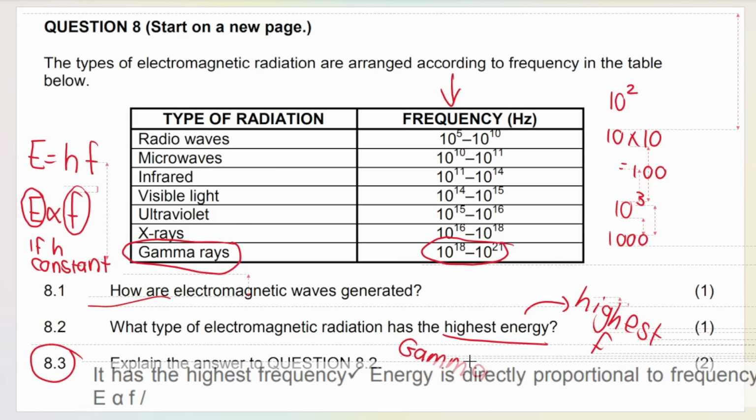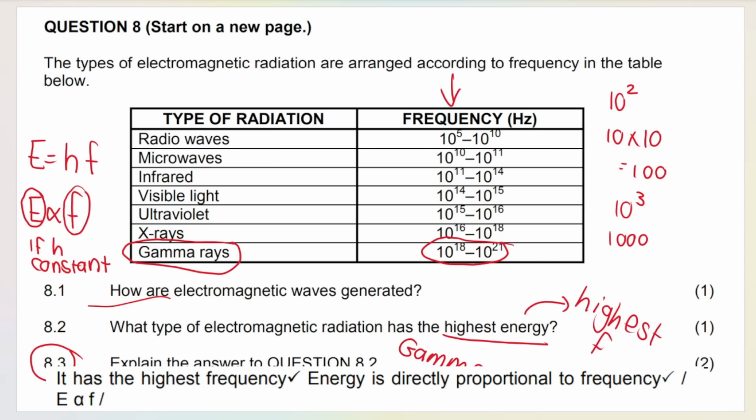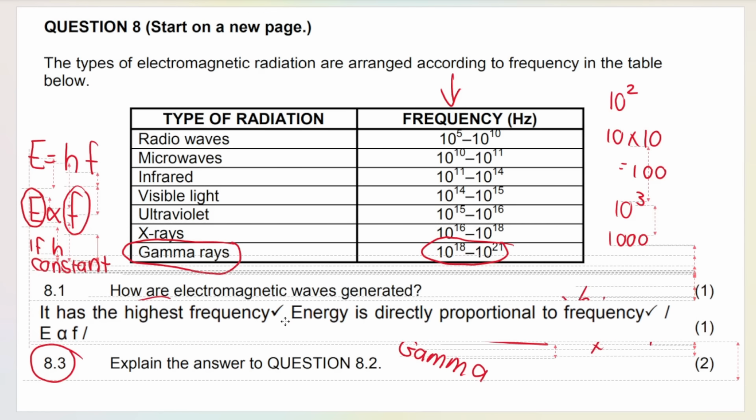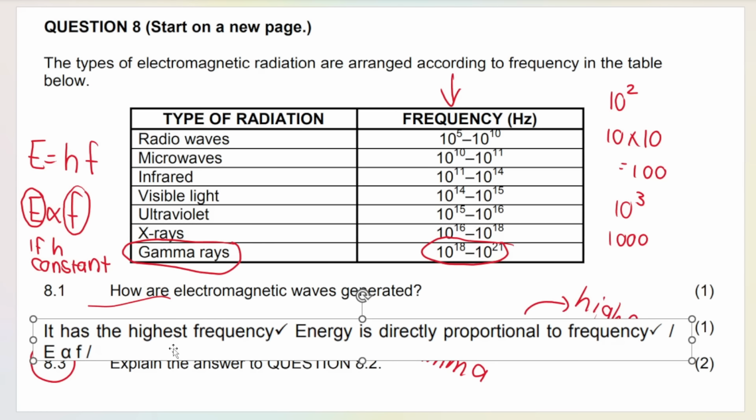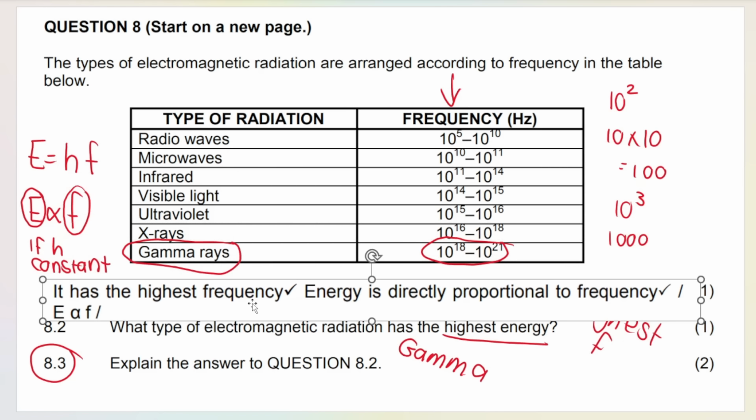Explain the question. So it has the highest frequency. That's enough. Or energy is directly proportional to frequency, or you can say E is directly proportional to F, just like I wrote it over there. Okay, so that is what I would do. Personally, because it's 2 marks and they want us to explain the answer, I would say it has the highest frequency, and energy is directly proportional to frequency.